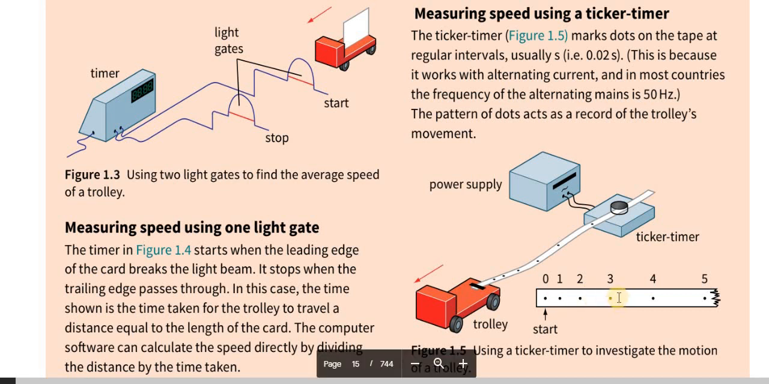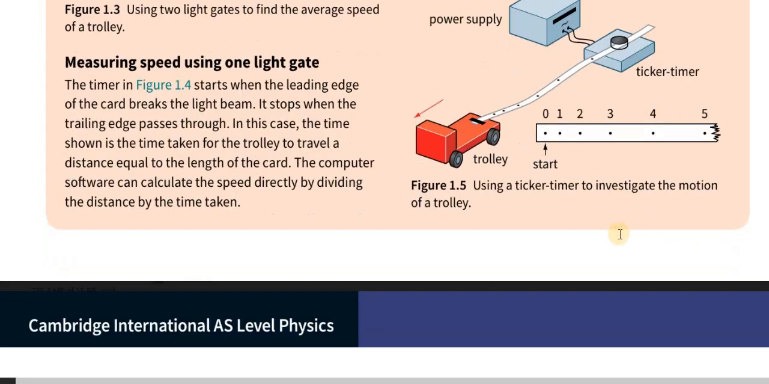Now we have 1, 2, 3, 4, 5. So the time from here to here is 5 times 0.02 seconds. Then we can measure the distance from here to here. The length of this is the distance the trolley traveled. Distance divided by the time, we can get the average speed, because average speed is total distance divided by total time.